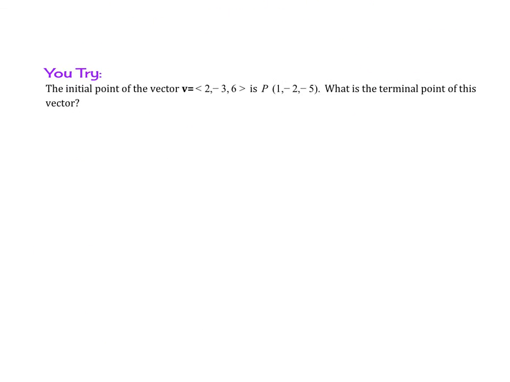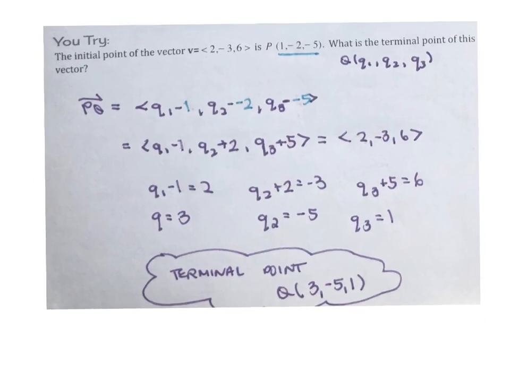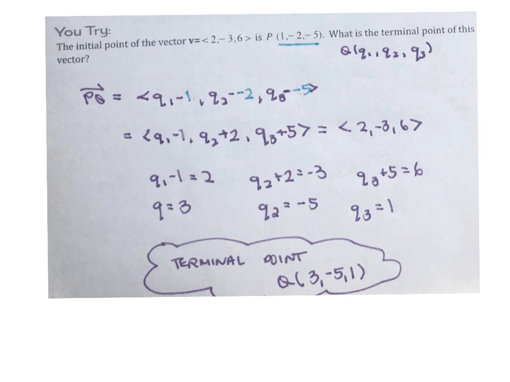So go ahead and try this example here. The initial point of the vector v is 2, negative 3, 6, and P is 1, negative 2, negative 5. What is the terminal point of this vector? All right, if you tried it out, the terminal point is 3, negative 5, and 1.